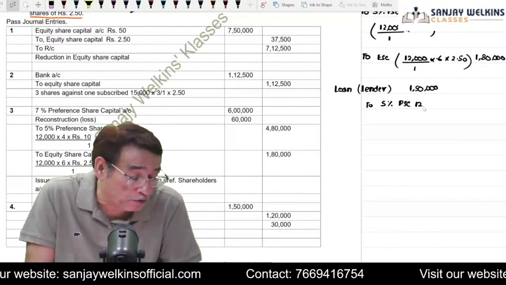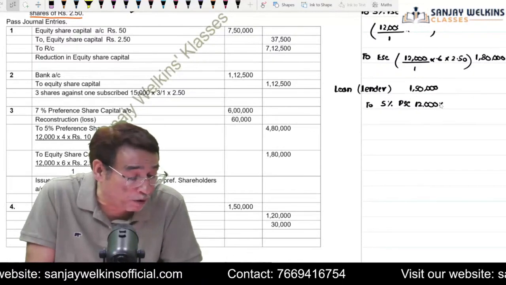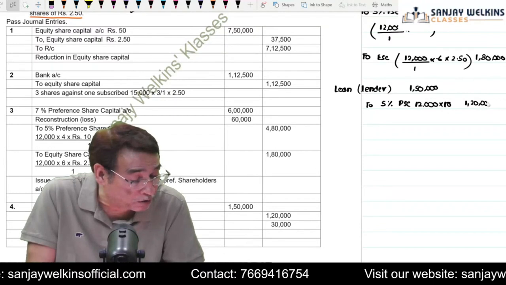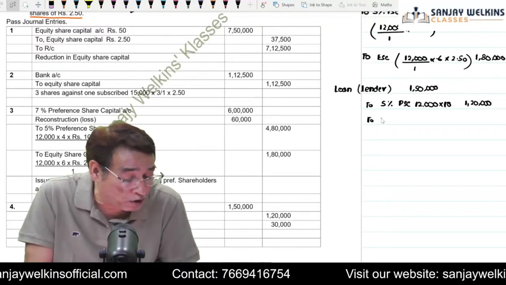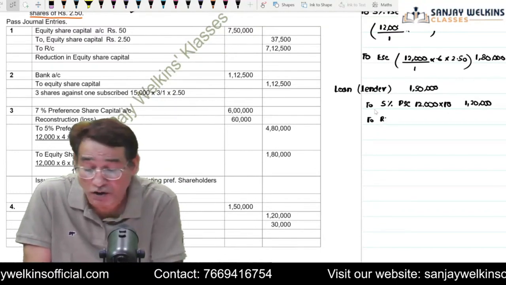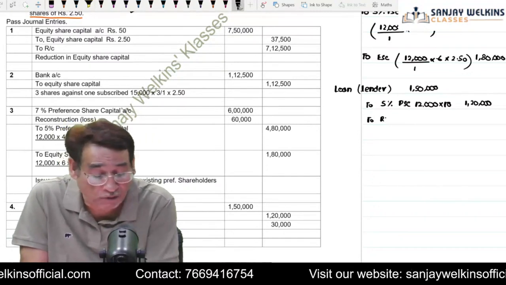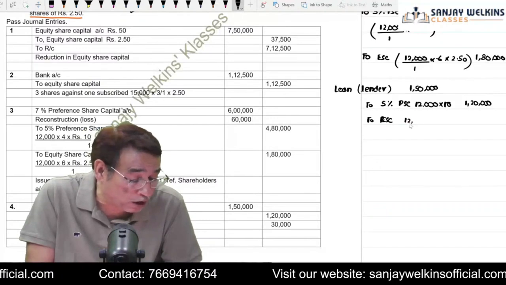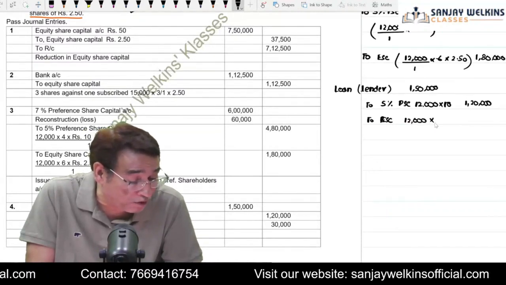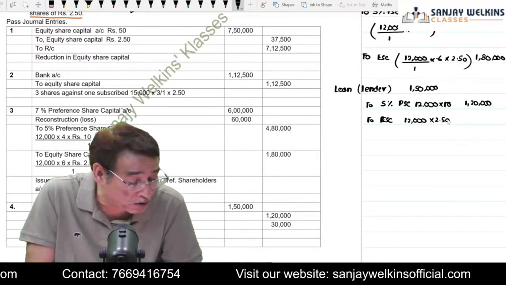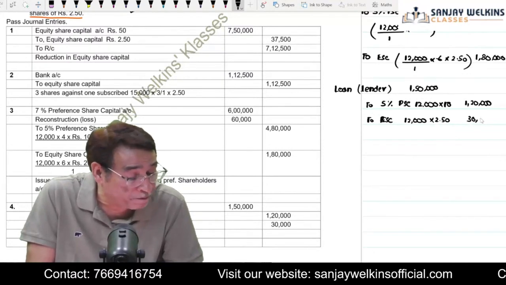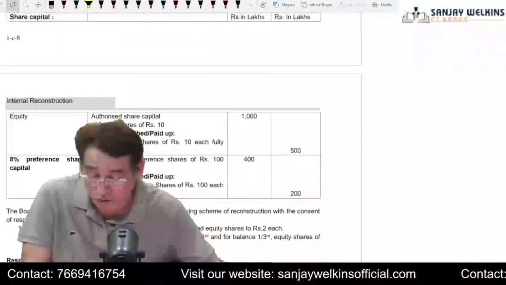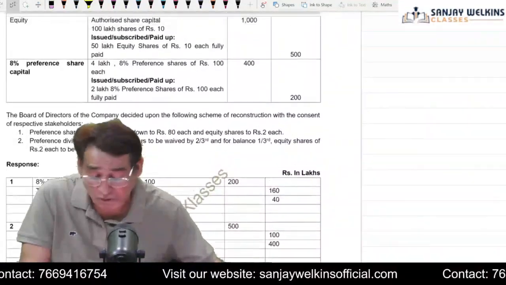So 12,000 shares you are delivering them, and new preference share capital is of 10 each. So you are going to write here 1,20,000. And then you are going to write here to reconstruction. Sorry, not reconstruction. In this case, you are also giving them equity shares, and you are giving them 12,000 equity shares of rupees 2.50. In fact, there is no loss or gain in this particular case in settlement of lenders. Is it clear to you? So these are the two important pieces of information.